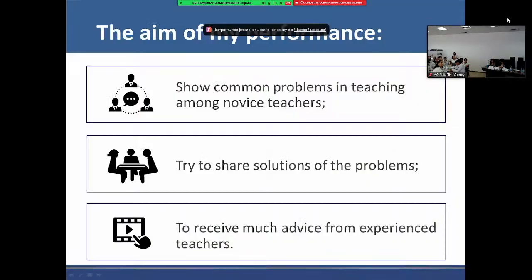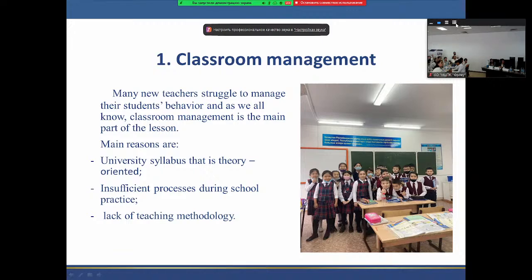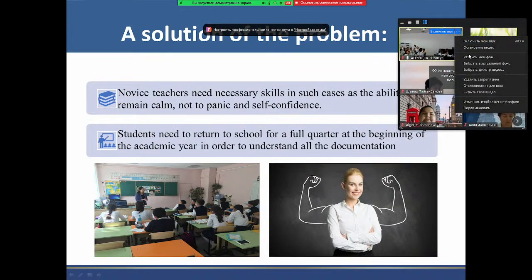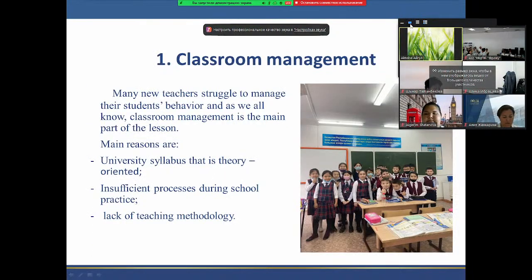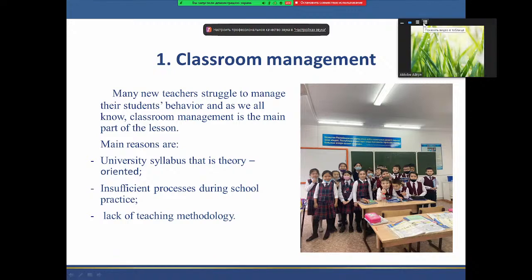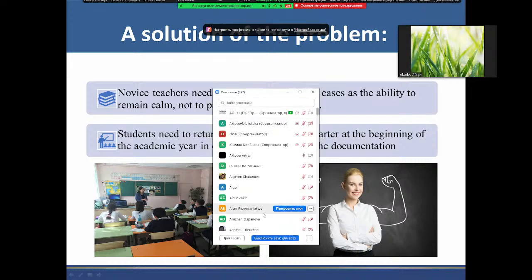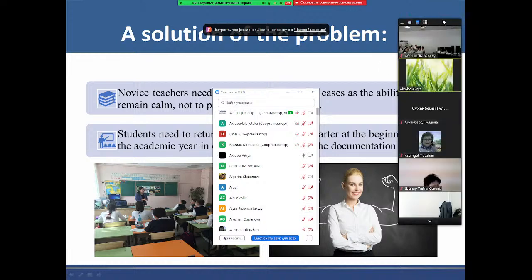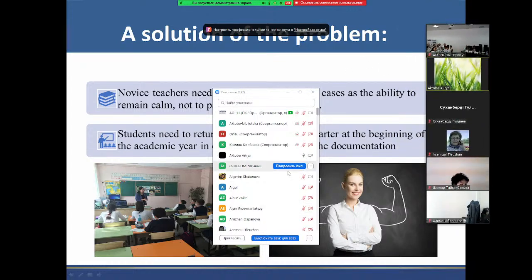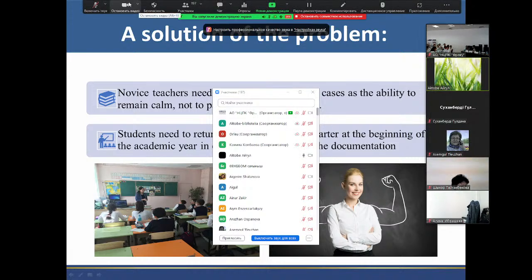We will only be able to practice how to teach lessons and how to fill out documents in the third year at school practice, or in some subjects at university, and these are not enough for us. I would like to suggest returning students to school for a full term in order to learn how to teach each skill and also understand all the documentation.